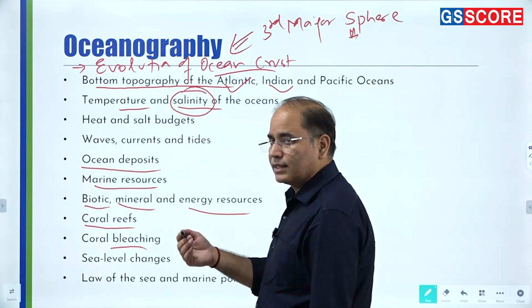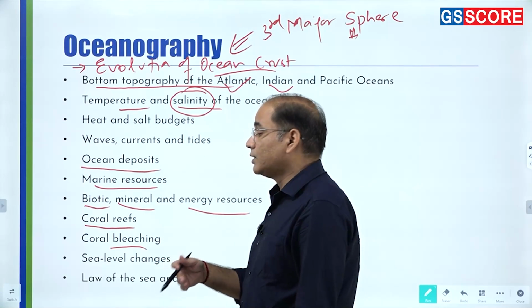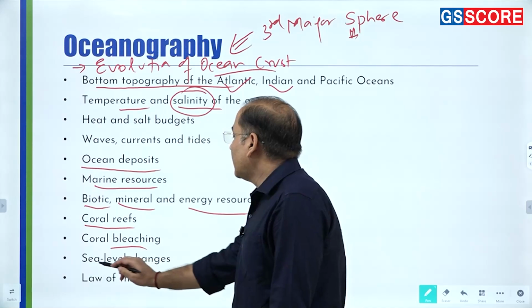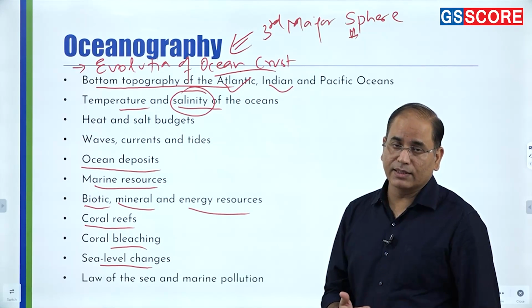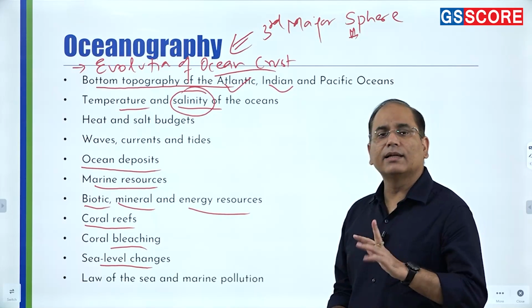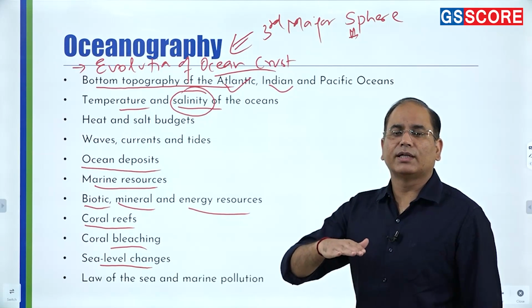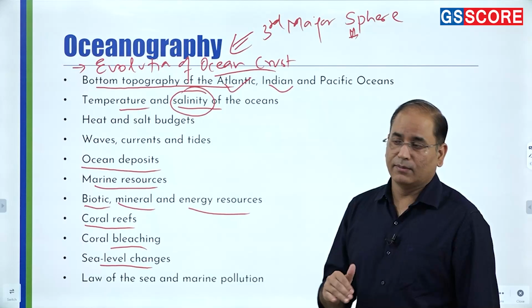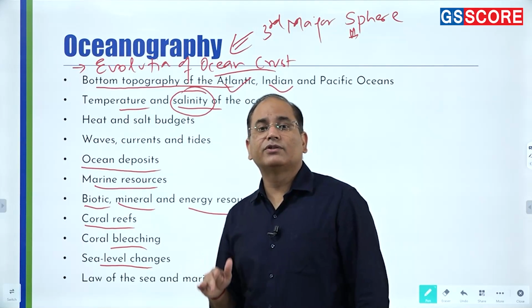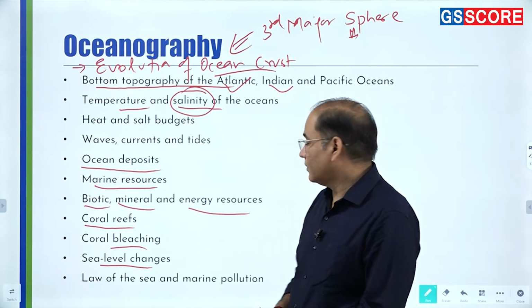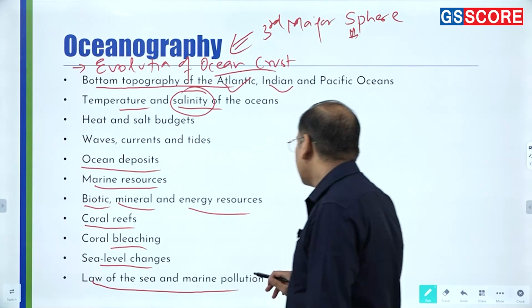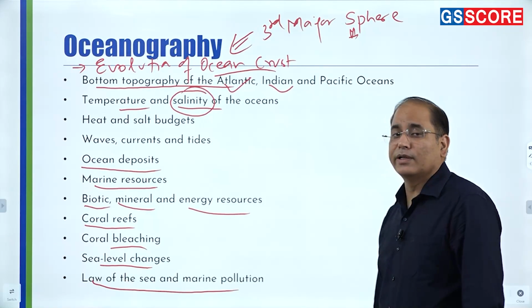Then among the changes being witnessed on the earth's surface, oceans are also witnessing some effects, like the sea level change. The sea level is rising continuously, that is the sea level change. When we say sea level change, basically it is associated with both rising and falling. But in the last few centuries, the only thing that we are witnessing is the continuous rise of the oceanic water. Then ultimately, the last topic, that is the law of the sea and marine pollution.